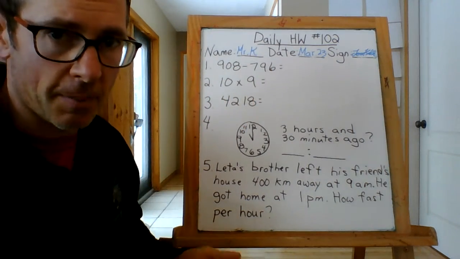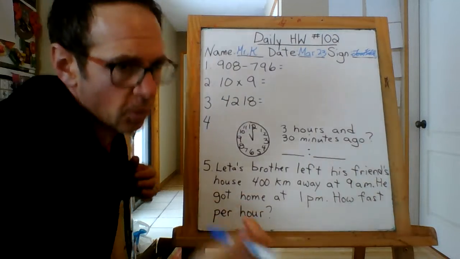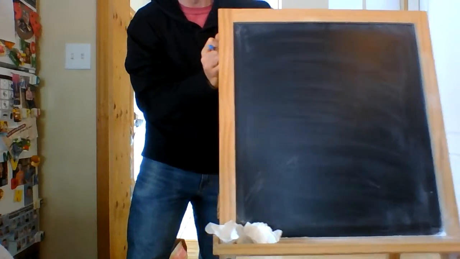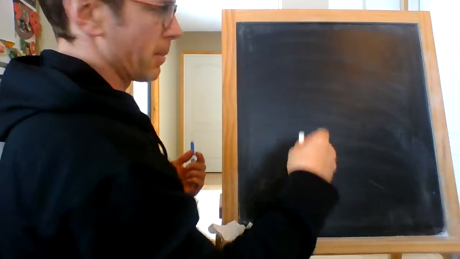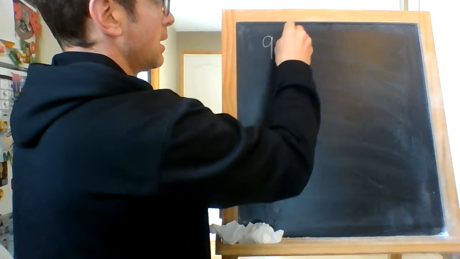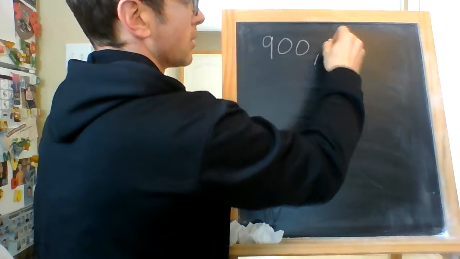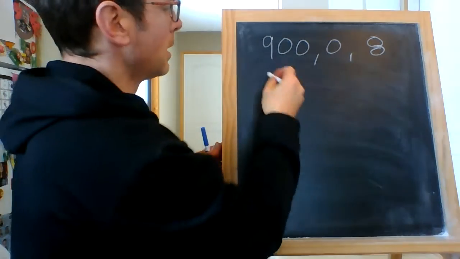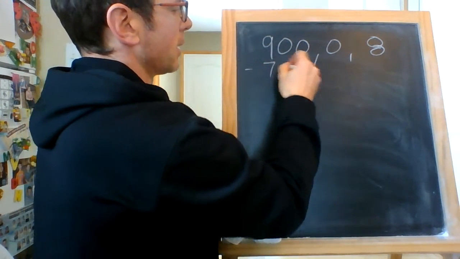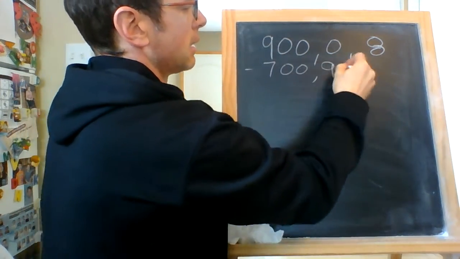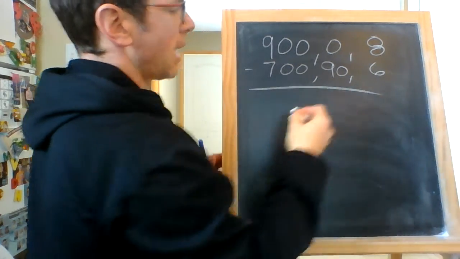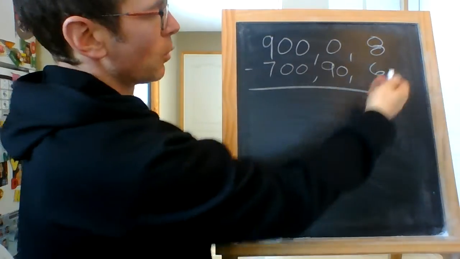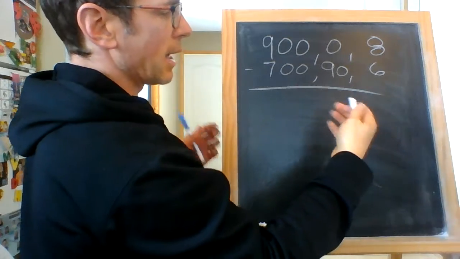Now, we talked about a couple different ways to do this. I'll show you two on the back. So the first way that we talked about was, what if we just broke the number up into its different parts? So 908 is 900, 0, and 8, right? It's the expanded form. 796 is 700, 90, and 6. Now, if we take away what we have here, we can find our answer.